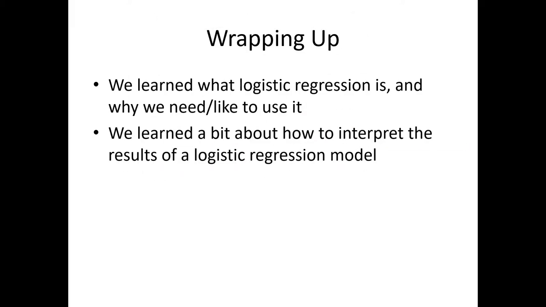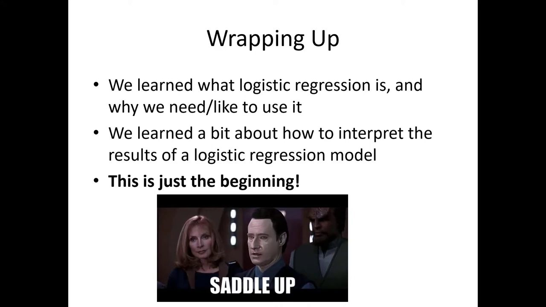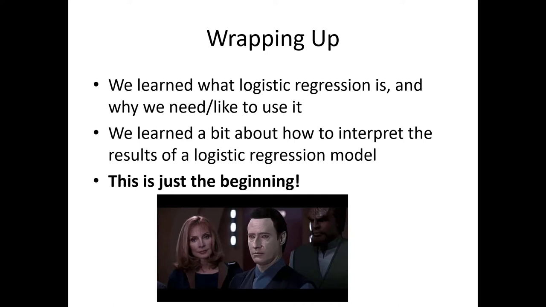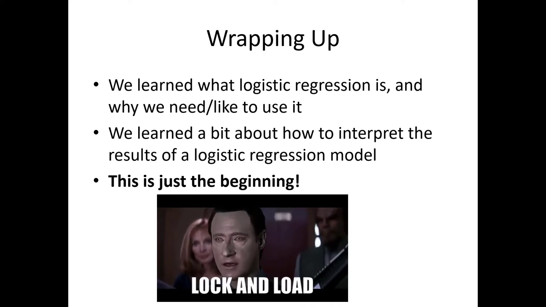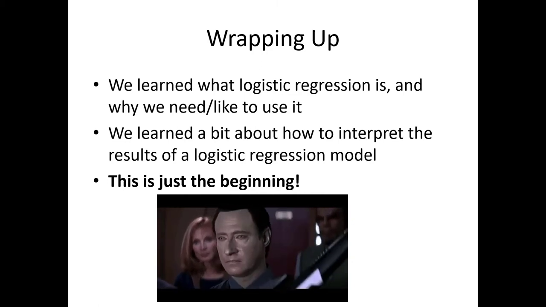Wrapping up, we learned a lot about what logistic regression is and why we need it and like to use it in marketing. We also learned a little bit about how to interpret the results of a logistic regression model. However, this is clearly just the beginning. Even though we pointed out some of the ways to interpret a logistic regression model, we didn't talk about how to actually perform the objective calibration, and we didn't talk a lot about exactly how to interpret those betas, other than pointing out it can be difficult to do so.